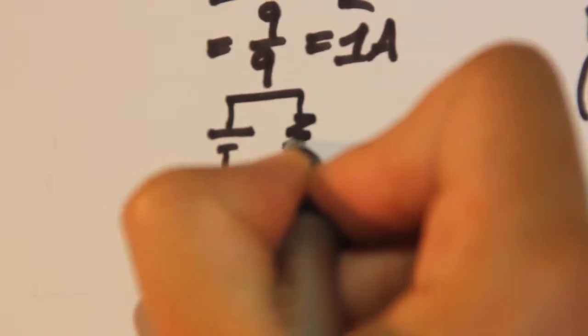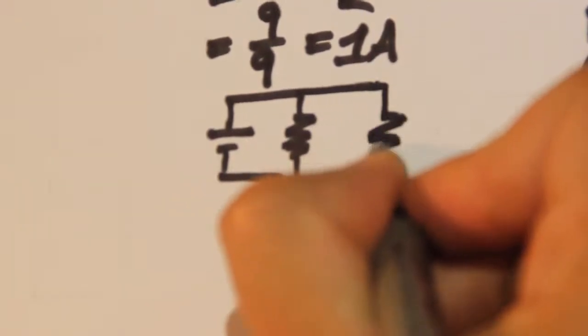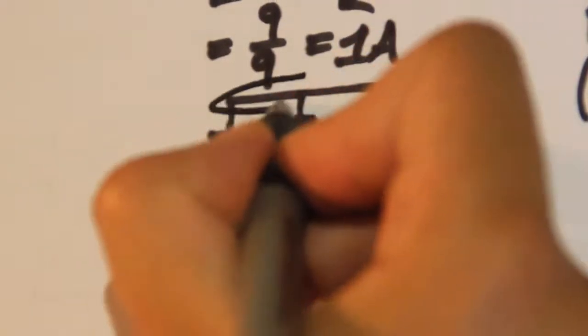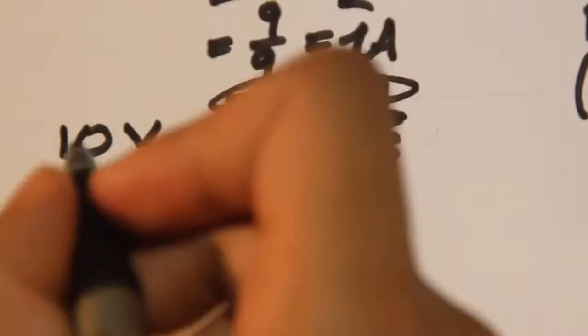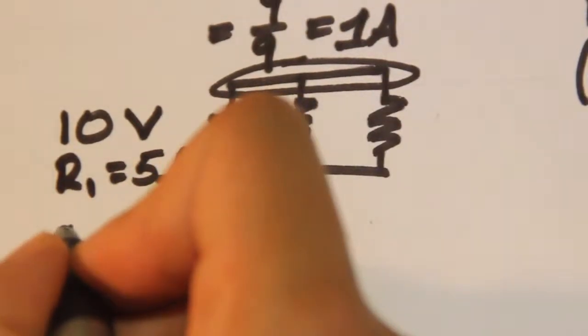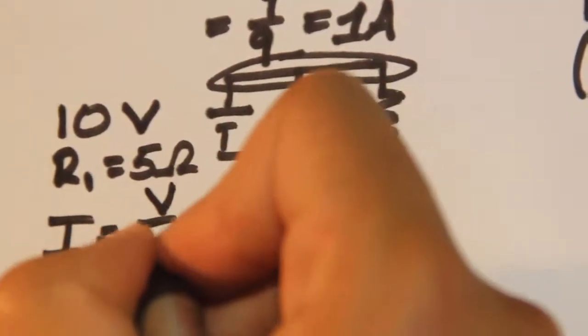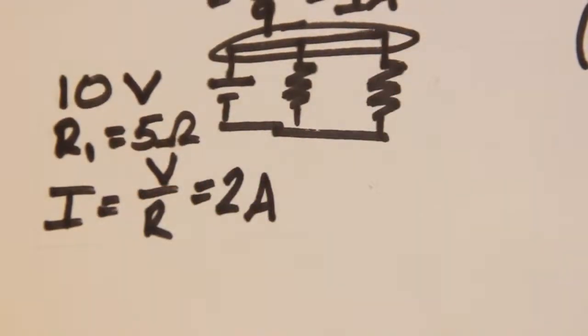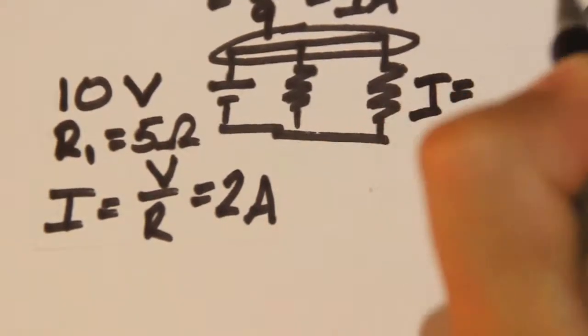Now we can also apply this to a parallel circuit because we know that every node is a place of uniform potential. So in this circuit, let's say this whole area is 10 volts. Applying it to this, we can find the branch current for this resistor with a 5 ohm resistor. I equals V on R, 10 on 5, 2 amps.